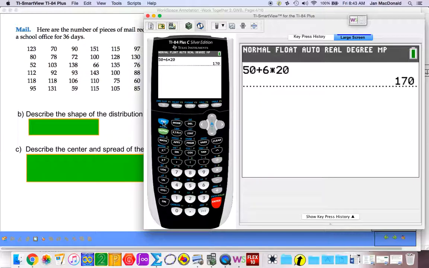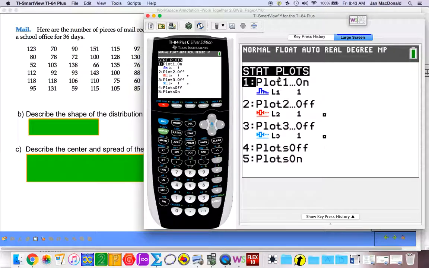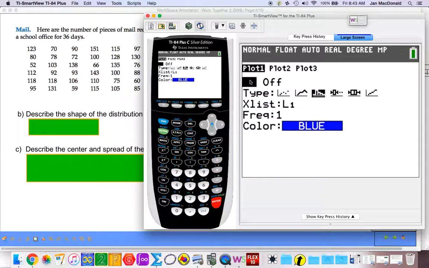So let's go here to second y equals, stat plot. I'm going to hit enter. I'm going to turn my plot on. I'm going to arrow down, make sure it's on histogram. I want to make sure that my histogram's in list 1. Okay, and it doesn't matter which color your histogram is.